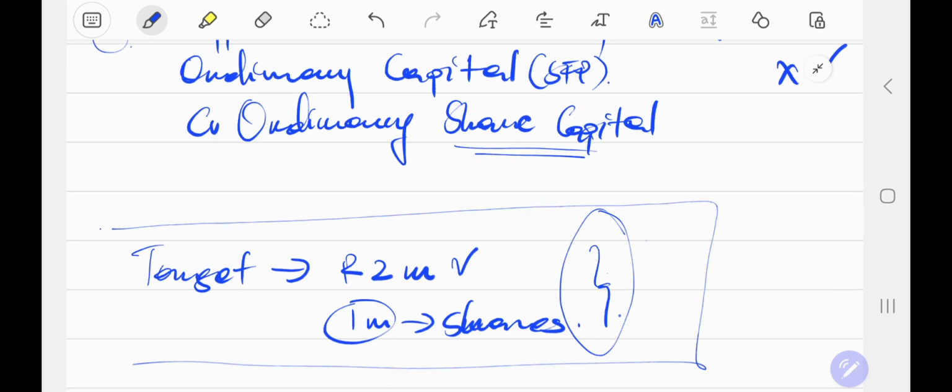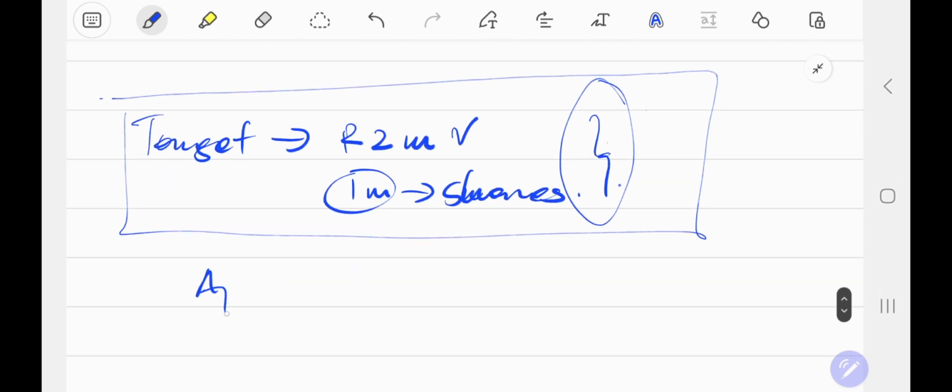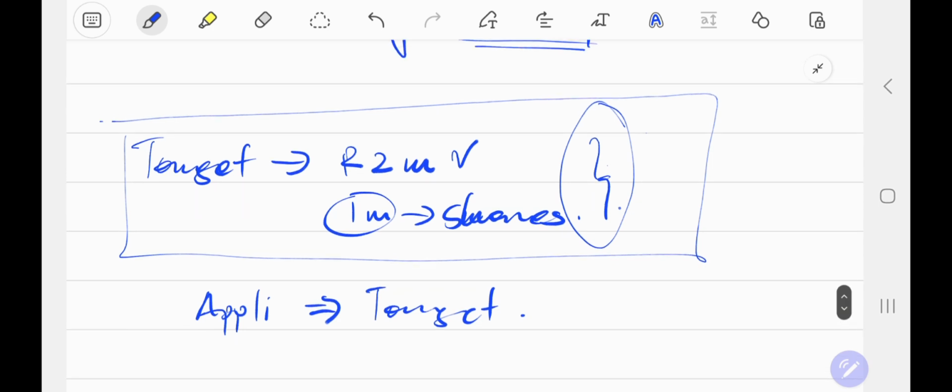This is when the amount received from the applicants is equal to the capital that they wanted to raise, which was the target, right? This is very easy, right?